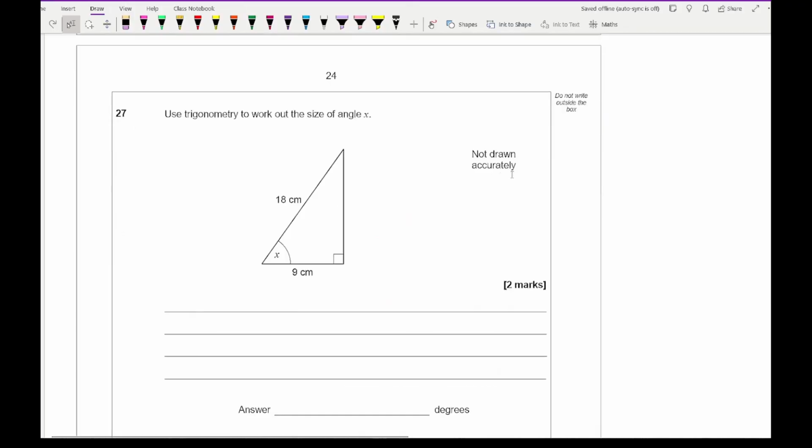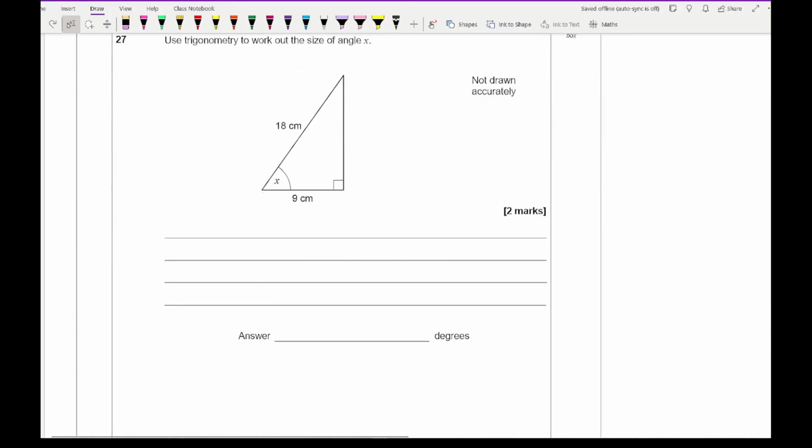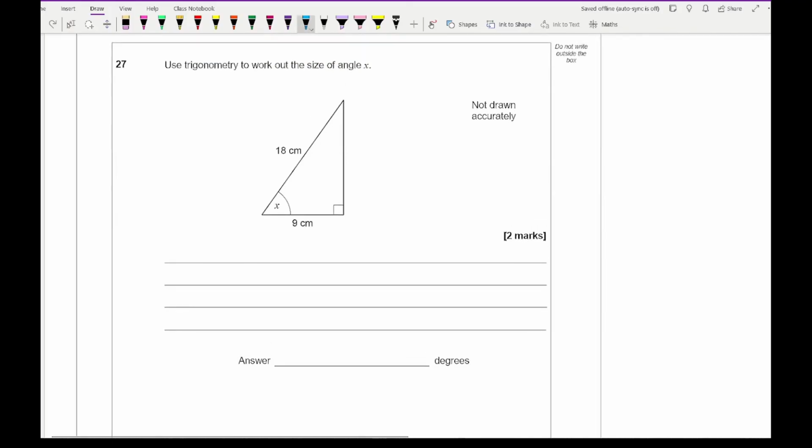Then looking at question 27, it says use trigonometry to work out the size of angle X. So for this, we'll label the triangle first. So I've got A and H. So then I'm using cos. So I've got cos X equals 9 over 18. Now 9 over 18 is 0.5, so I've got cos x equals 0.5. And then if you remember your exact values of trig, what value of x gives you cos 0.5? Well, then that's going to be 60.